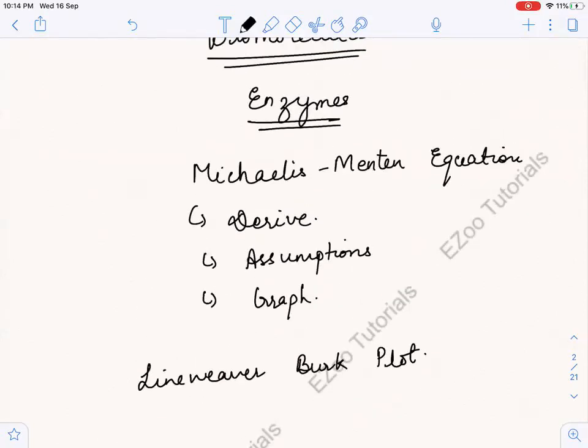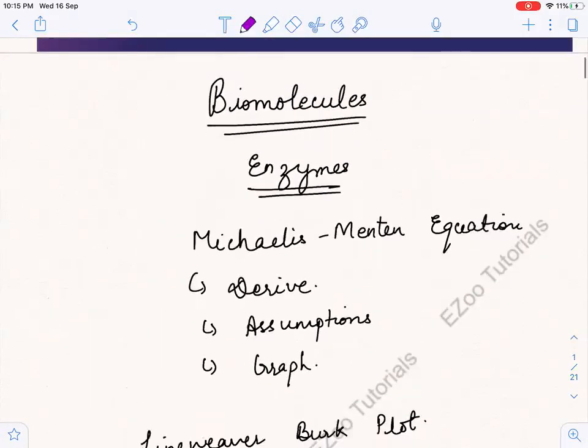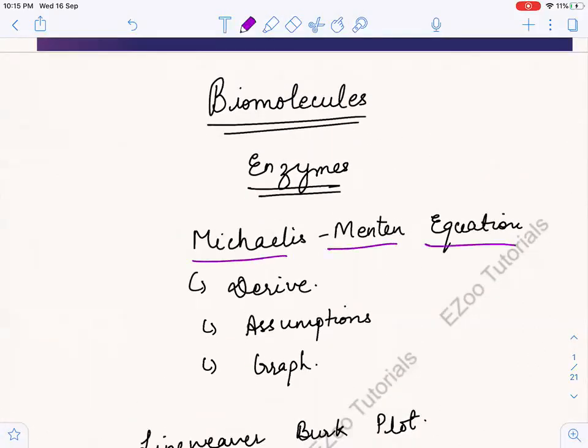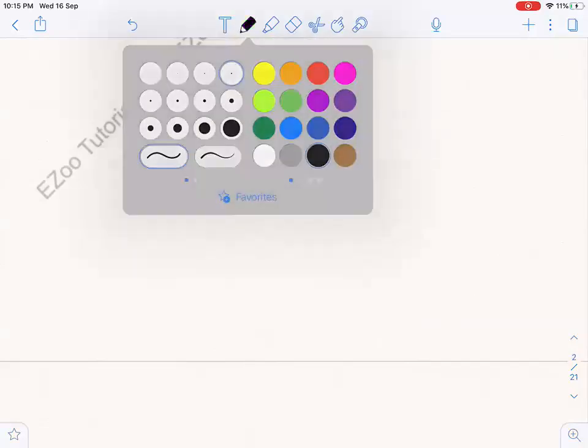And this is what we are going to do today. And in the next session, we will be doing enzyme inhibition. So now you have the knowledge of two classes. The first class for enzymes is for the Michaelis-Menten equation, and the second class is for enzyme inhibition. Right, so let us start with the Michaelis-Menten equation.